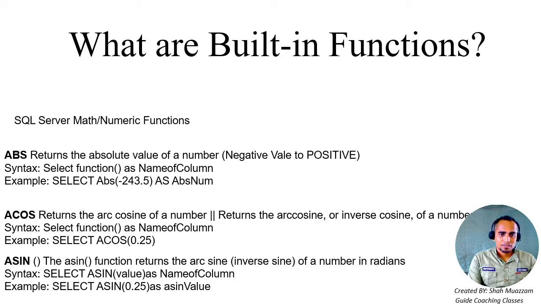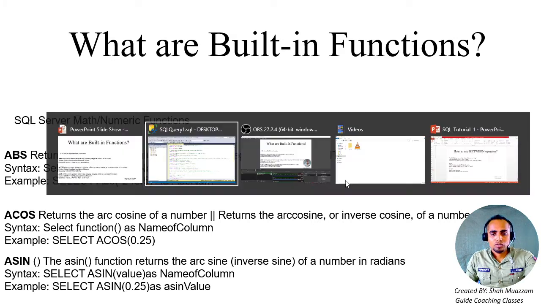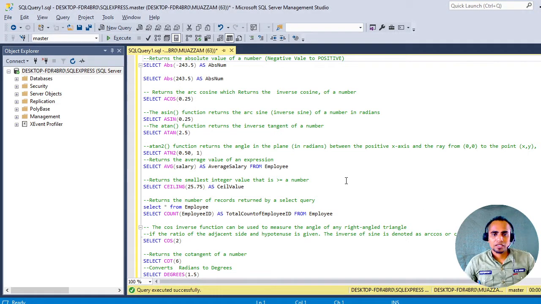Then ASIN. It is also similar. The ASIN function returns the arc sine, the inverse sine of a number in radians. So how are we going to write it? We will be writing select ASIN value as name of column. Now here we will give the name of the column. The example would be select ASIN, then we'll give some value and as ASIN value. So we'll quickly jump onto the practical window.